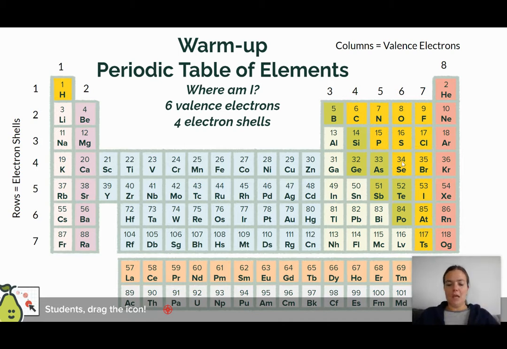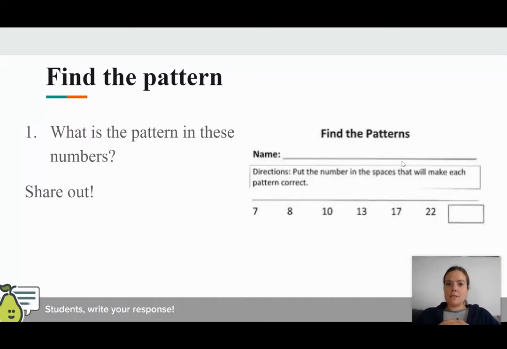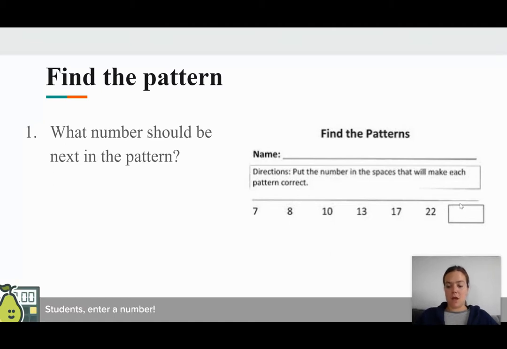Good stuff. All right, so we are diving back into thinking about patterns and trends. So let's start with this. What is the pattern in these numbers? So you might have noticed that between the 7 and 8, there is a difference of 1. Between the 8 and 10, there's 2, 3, 4, 5. All right, so the pattern is you're adding by 1 more between each number. So using that pattern, what is the number that would come after 22? So if we have plus 1, plus 2, plus 3, plus 4, plus 5, plus 6 would give us this number. 22 plus 6 is 28.